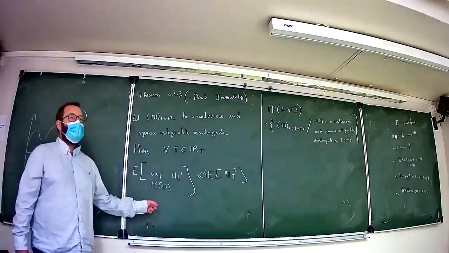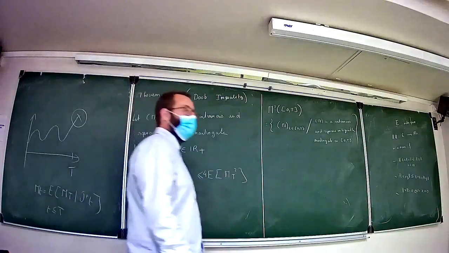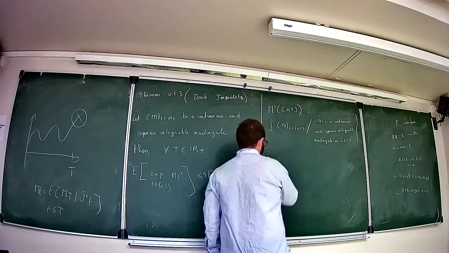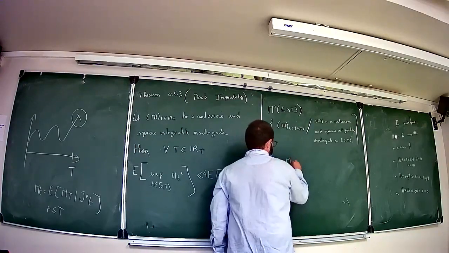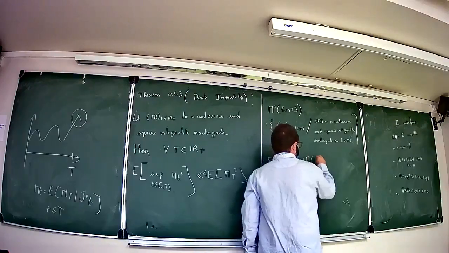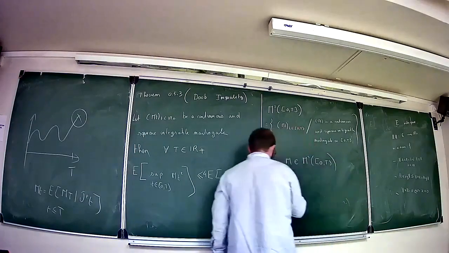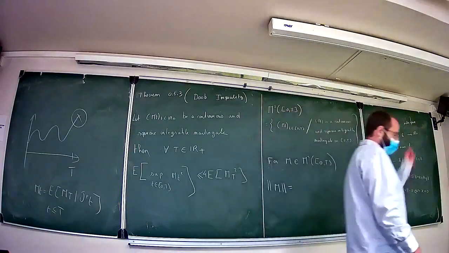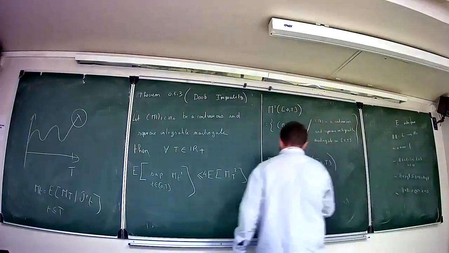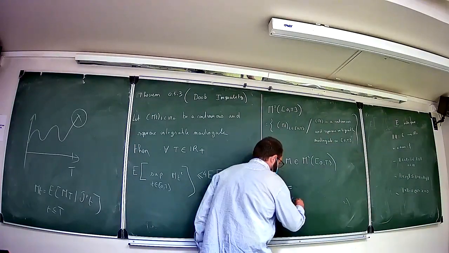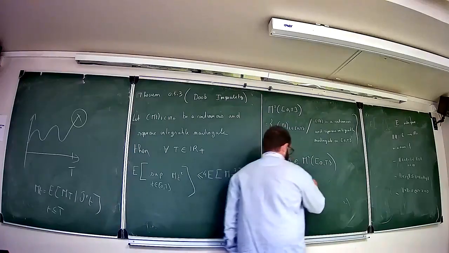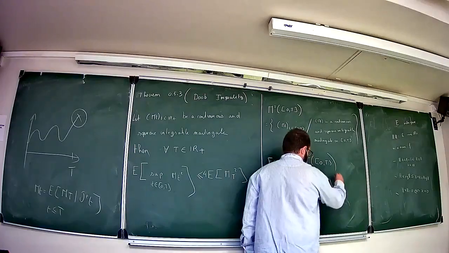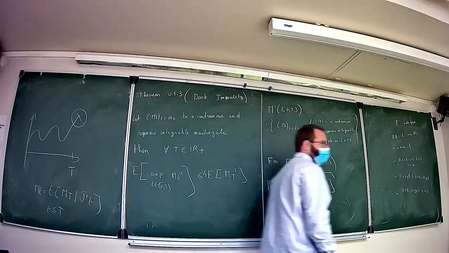And I say that from this inequality, I can equip this space with a norm that is simple. I define the following. For M belonging to M2 of 0 capital T, I define the norm of M in M2 of 0 capital T as the square root of the expectation of M capital T squared. This one.